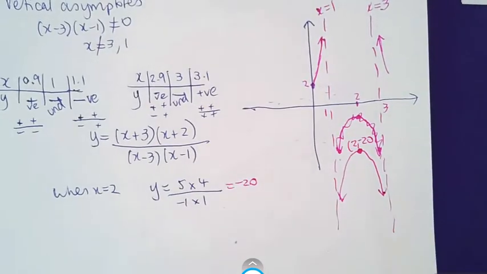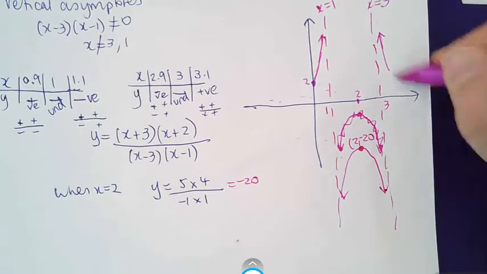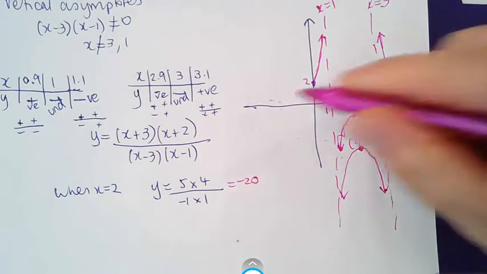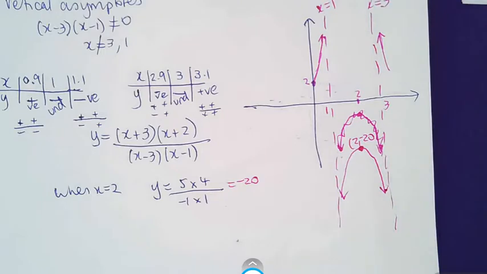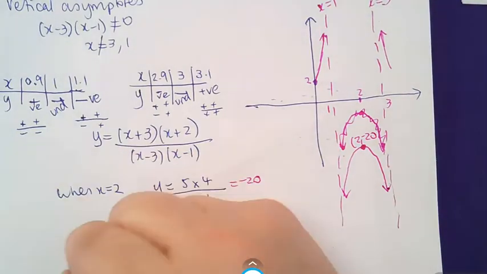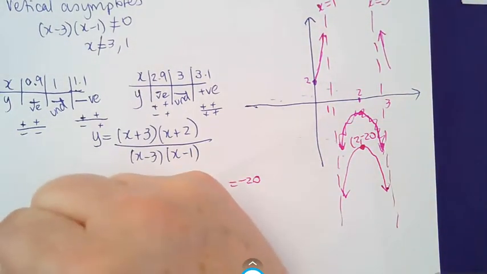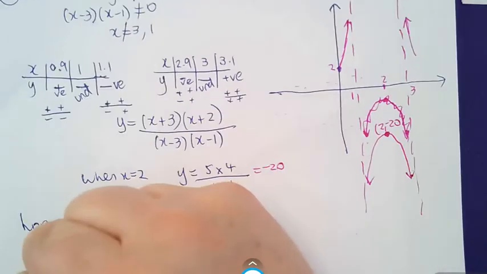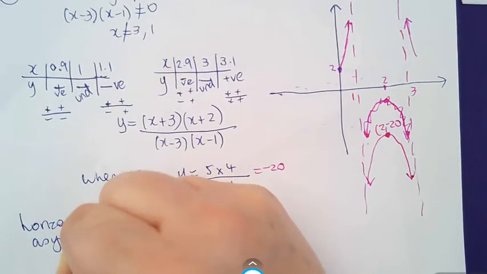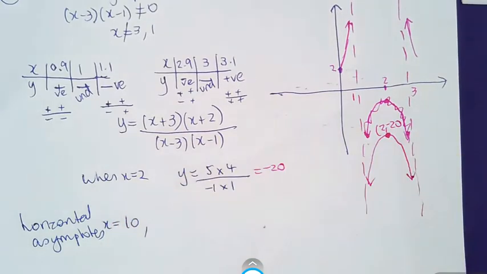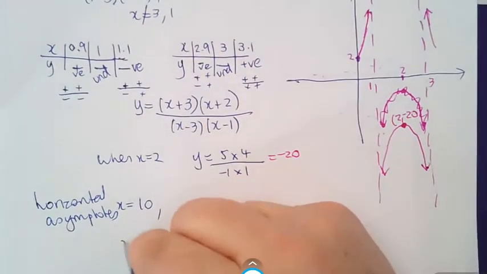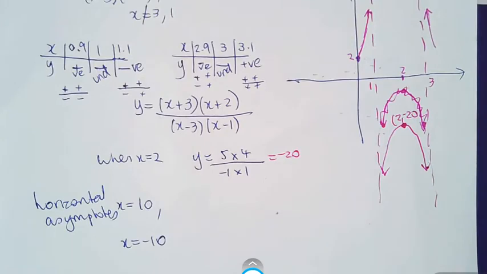What's the last thing I need to do? X is, what's happening here? 10 and negative 10. And you're done. Okay, so off you go. So horizontal asymptotes, I'll set you homework. X is 10 and X is negative 10. You can go, I'll finish recording.